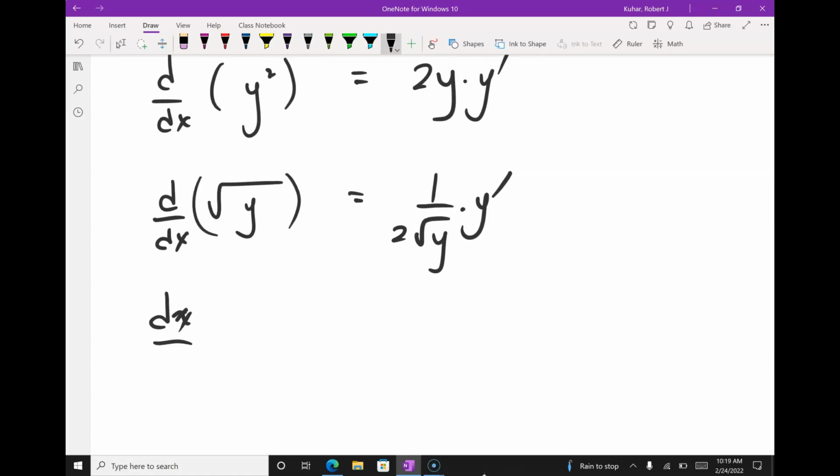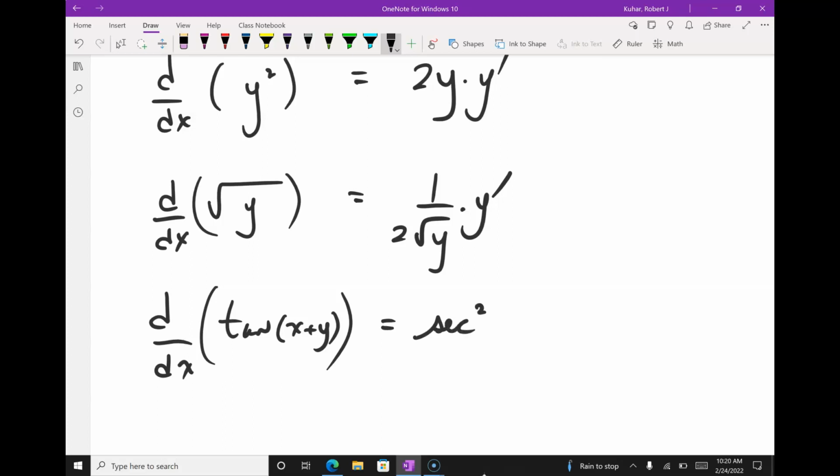d dx of tangent of x plus y. This is one of my favorite problems. Let me try again. Tangent of x plus y. Outside function is tangent. We know the derivative of tangent is secant squared. So I get a secant squared, but I want to keep the cat in the box. And then I want to multiply by x plus y prime, right?